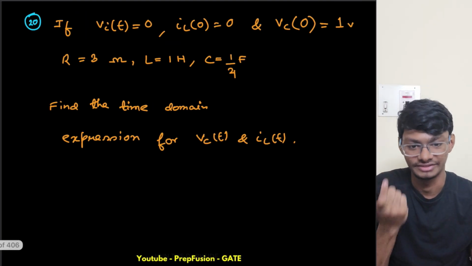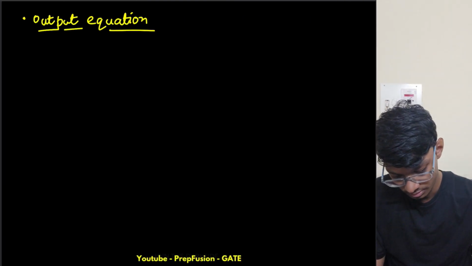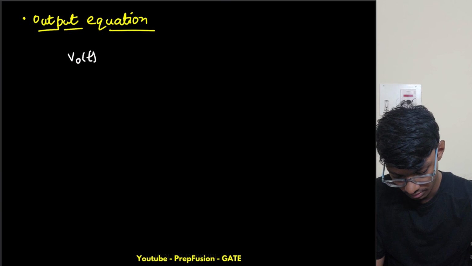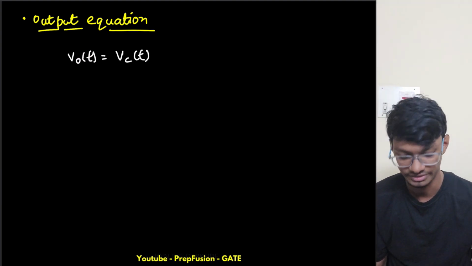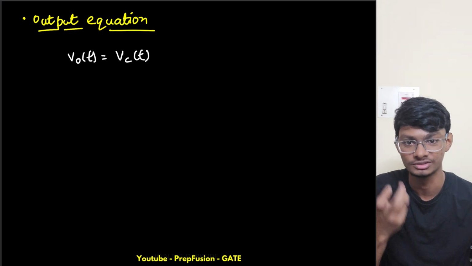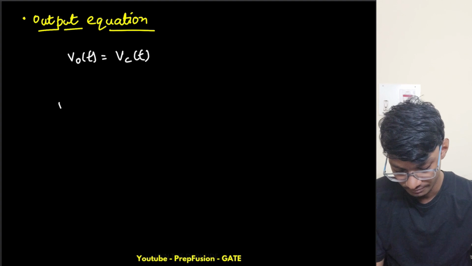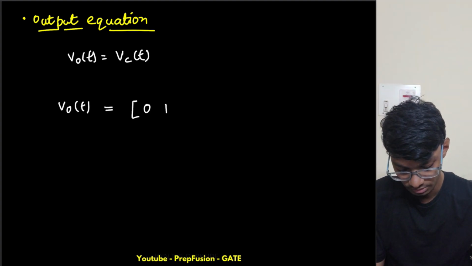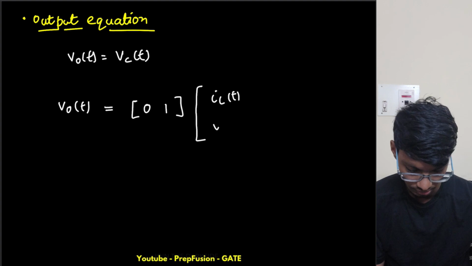Okay, so it's very simple. V of t equals VC of t. There isn't any input, there isn't any other parameter. VC of t itself is a state variable, so it's very easy for us to write the output equation. In matrix format, V of t will simply be 0 1, and this is my output variable. So this is IL of t and this is VC of t.